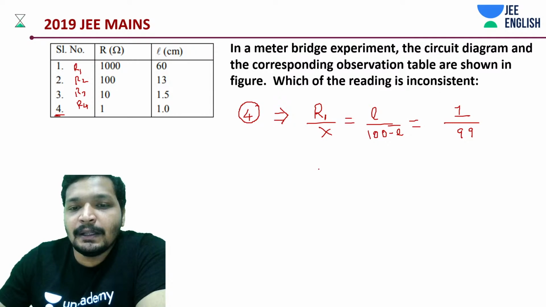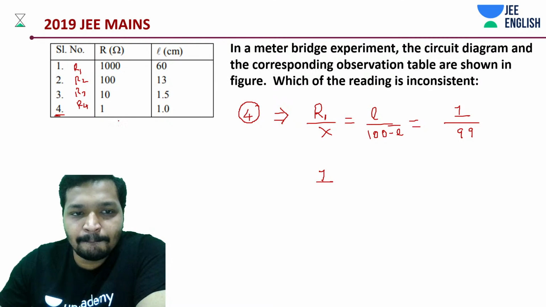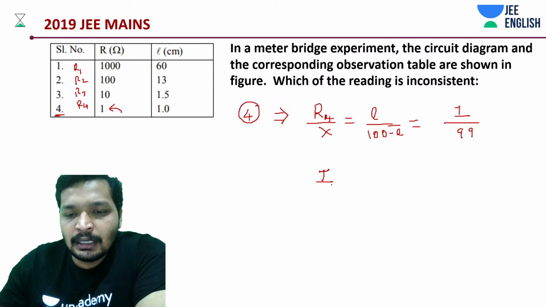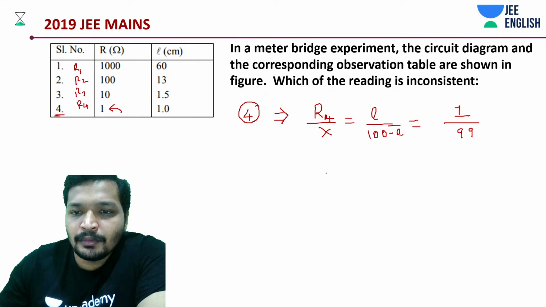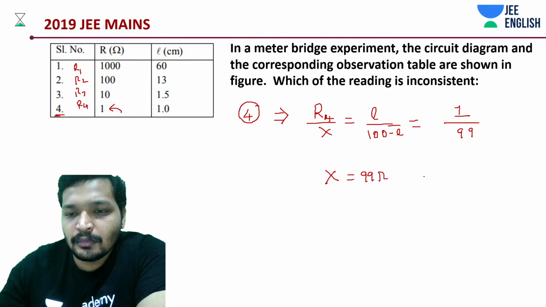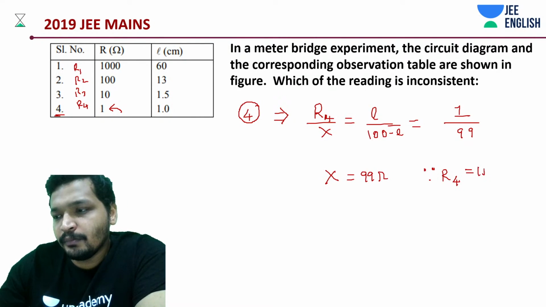It's going to be R1 by X. R1 is how much? R1 is 1 ohm. Actually, it's R4, isn't it? Okay, R4 is 1 ohm. And how much should your X be? 99 ohms. R4 is 1, sorry.